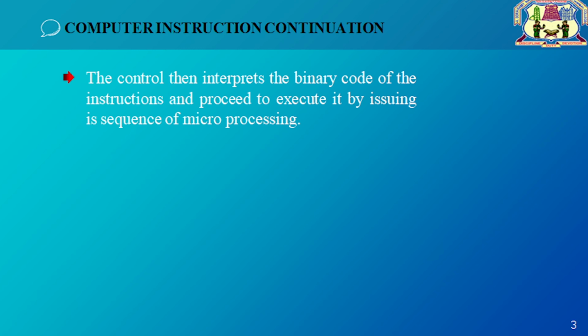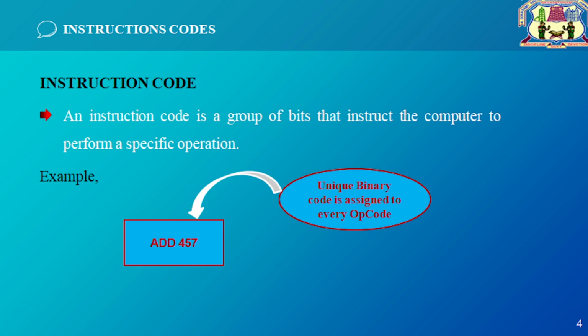So now let us define what an instruction code is. An instruction code is a group of bits that instruct the computer to perform a specific operation. So we can say it is nothing but the instruction itself. But the instruction code is a group of bits in binary form. For example, add 457 means an instruction code with address 457. So this is an instruction. Out of this, add 457, add is the operation code.